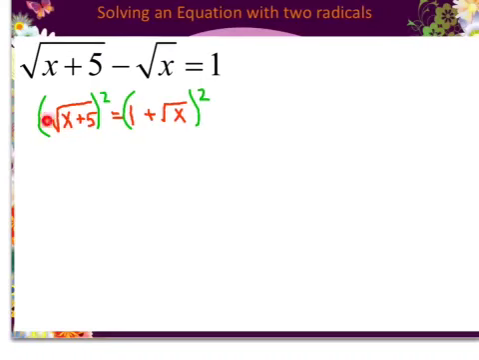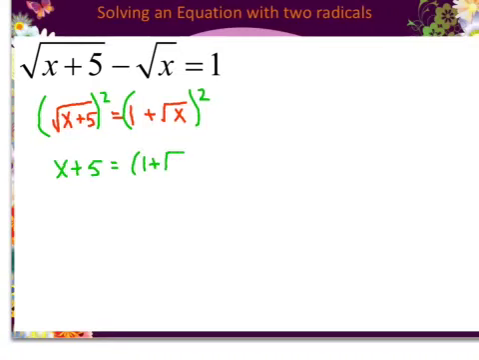Now let's say you had a problem where one was a square root, one was a cube root. So that's a 1/2 power and a 1/3 power. To get rid of those fractions, you would want to raise each side to the least common denominator of those fractions. So for 1/2 and 1/3, it would be 6. But in this case, since they're both square roots, we're going to raise the side to the second power. I get x plus 5.